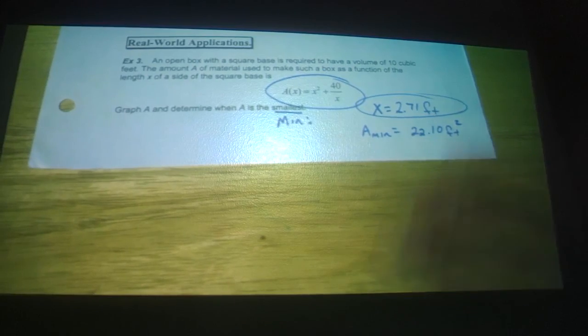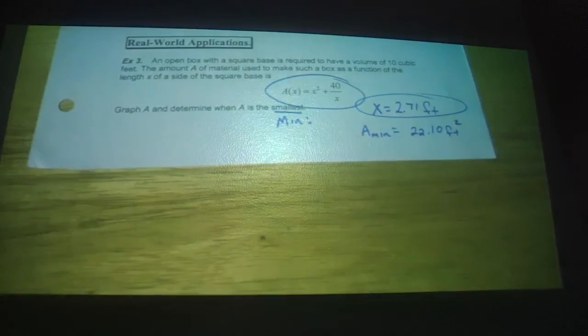Ladies and gentlemen, I am officially done with chapter 2-3, day 2. Is anybody having issues or questions?